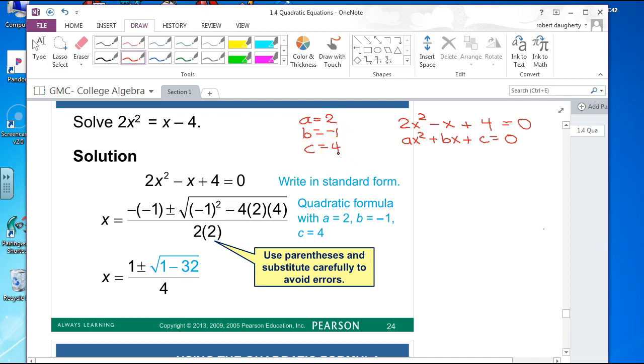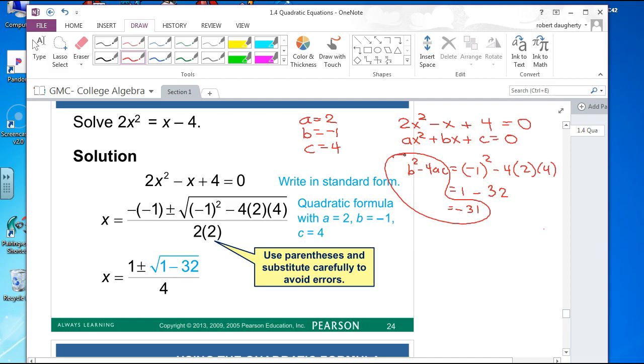Okay. So when I do quadratic formula, I like to break it up. Let's figure out b squared minus 4ac first. So that's going to be negative 1 squared minus 4ac. So this is going to be 1 minus 32. 1 minus 32 is negative 31. So b squared minus 4ac is negative 31.